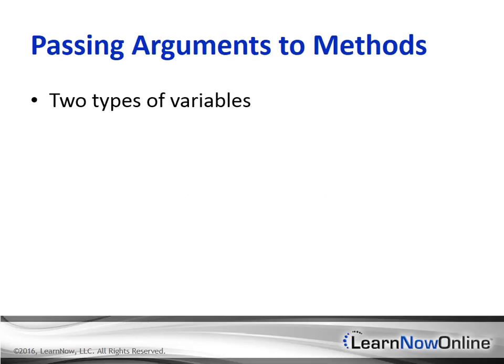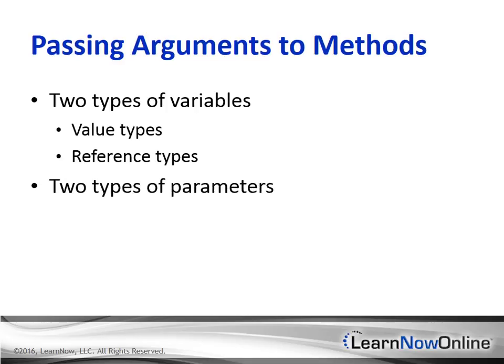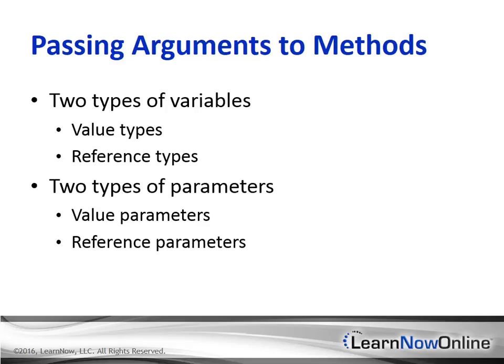Now there are two types of variables, value types and reference types. Value types contain their actual value, while reference types contain a reference to the location in memory that stores the actual value, someplace out in the heap memory. And there are two types of parameters as a result, value parameters and reference parameters. This makes sense because parameters are really just variables that store the values that the calling code passes to a method.